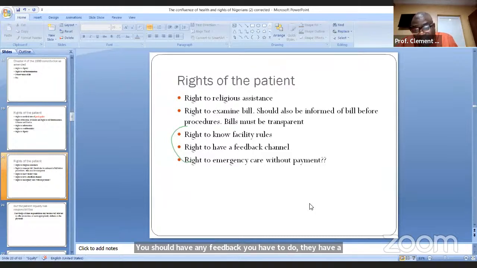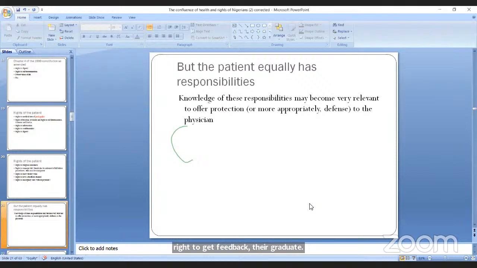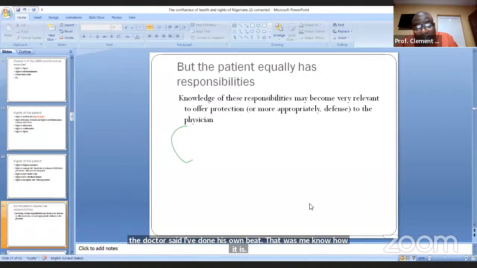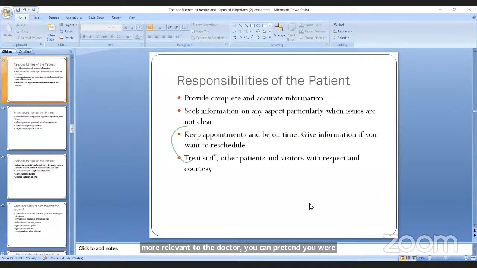The right to emergency care without pay is also there. But remember this, doctors should know the patient also has responsibilities. Remember I mentioned a while ago what we call contributory negligence. Patients have that responsibility also. Because when they fail in their own responsibility and the doctor is seen to have done his own bit, that patient may not have a case. So the knowledge of this responsibility may become very relevant to the doctor. It can protect you where a patient has not kept his part of the bargain.